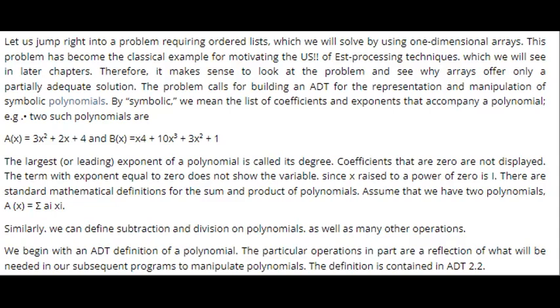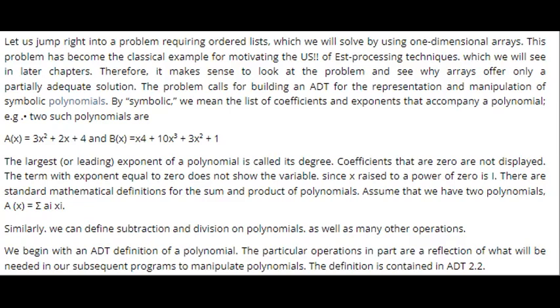So using a one-dimensional array, we can solve problems requiring an ordered list. We are going to check how it is done and how it is represented using an ADT, for the manipulation of symbolic polynomials.